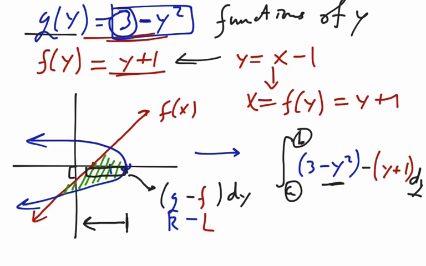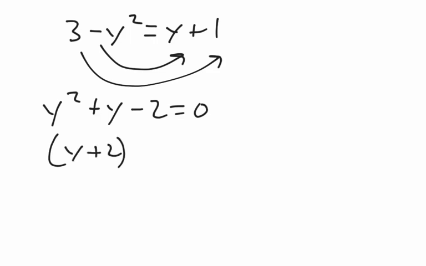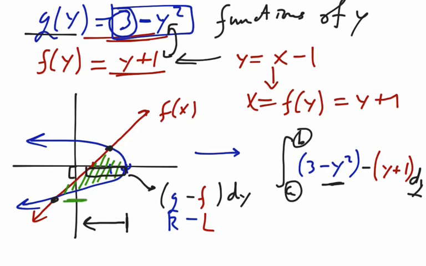The next step is to find the intersection points. We do this the same way that we did last time. We set f and g equal to each other. So we'll have 3 minus y squared equals y plus 1. Moving the y squared and the 3 over, I'll get y squared plus y minus 2 equals 0. Factoring this, I get y plus 2, y minus 1 equals 0. And my two solutions for y are negative 2 and positive 1. So back on our picture, that means that this y value is negative 2, and this y value is positive 1. So for my limits of integration, I integrate from y equals negative 2 up to y equals positive 1.